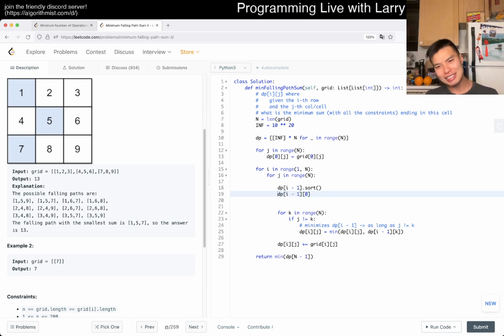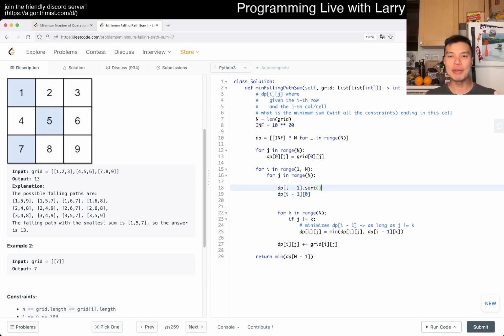Almost. Well, not exactly, because of the j is not equal to k. Because if k is equal to j, then you can't do it. But there is the pigeonhole principle. Because basically, what does this mean? Let's say we sort this and we look at the first index. What does that mean?